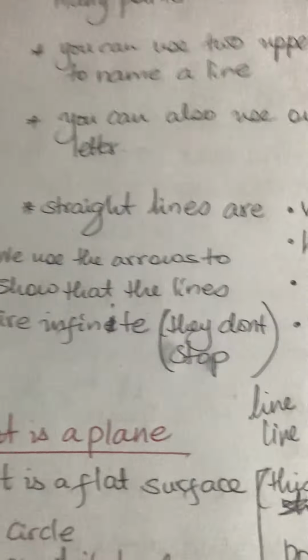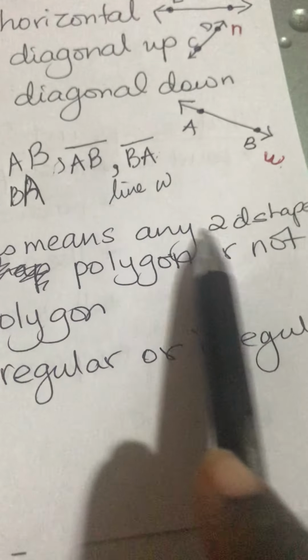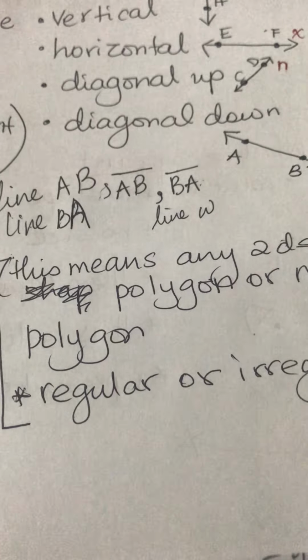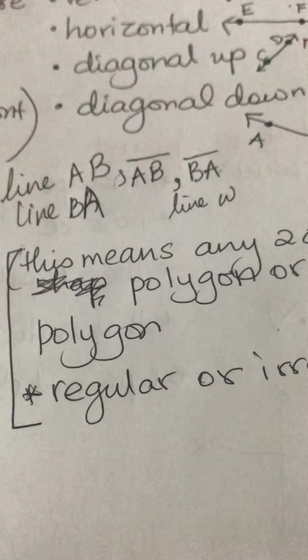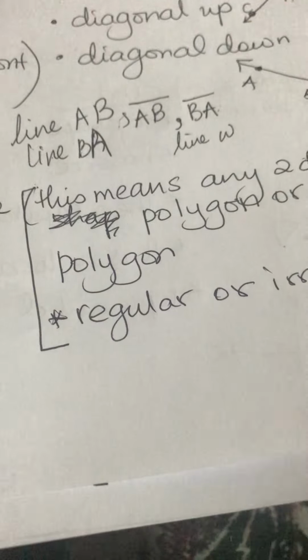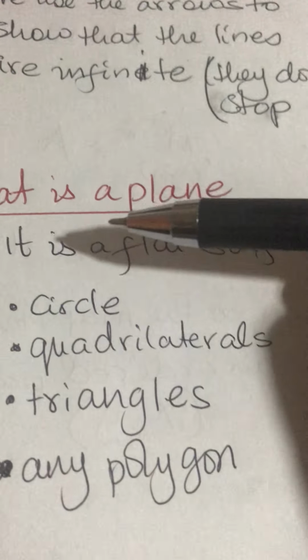So we continue. A plane is a flat surface. This means any 2D shape or any polygon. Something that is a 2D shape, whether it is a polygon or not, because there are some 2D shapes that are not polygons. Whether your polygon is regular or irregular. So, a plane can be a regular polygon, an irregular polygon, or not a polygon. Now, let us look at some examples.